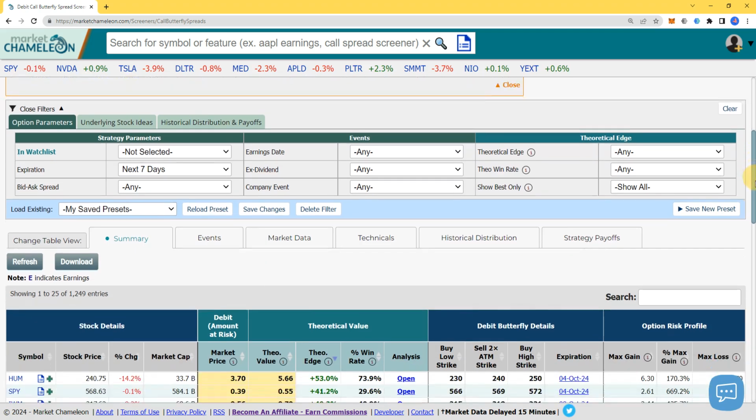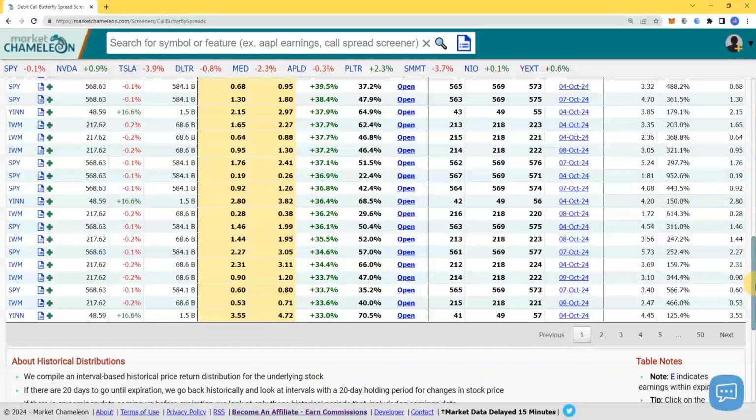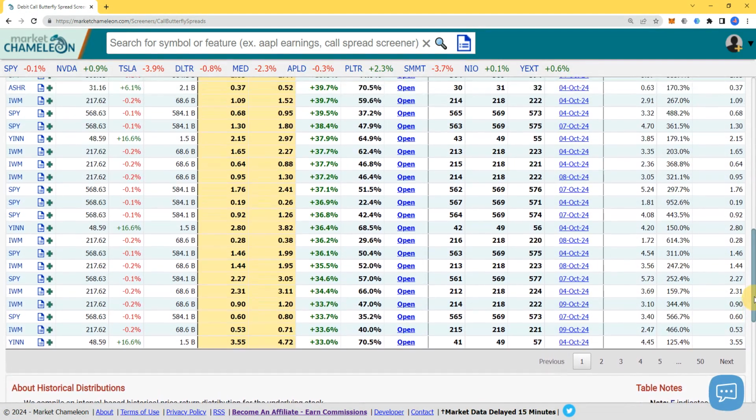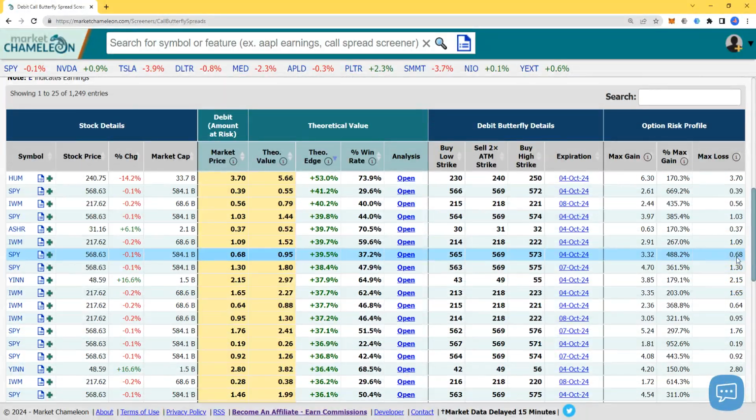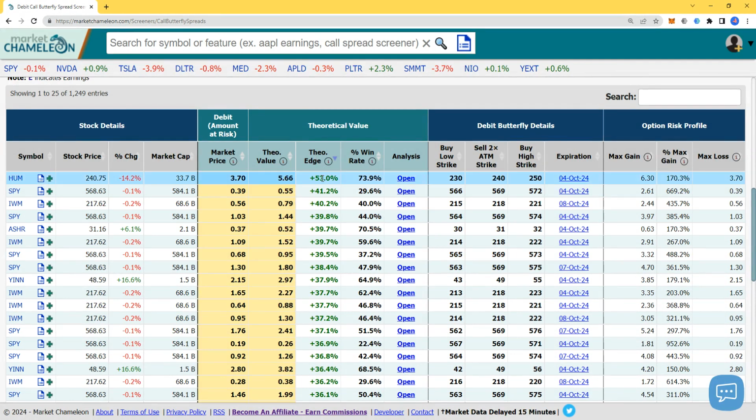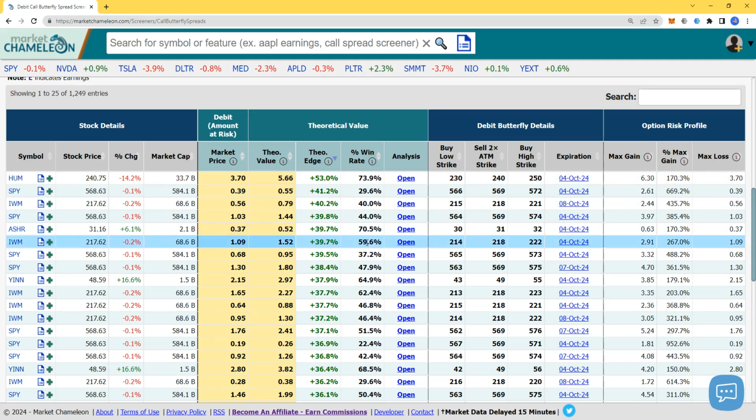But let me show you what we got. We got all this. We got 50 pages. I don't want to go over 50 pages of results. So I filter, this is the key, I filter by theoretical edge. Theoretical edge is where we are now. We also got win rate, which you can filter.